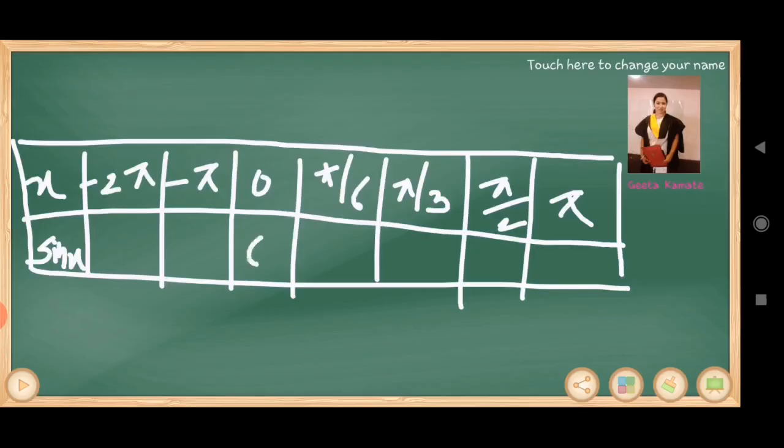What is sine 0? 0. Sine 30 degrees is 1 by 2. Sine 60 degree is root 3 by 2. Sine 90 degree is 1. Sine pi is 0. Sine minus pi is also how much? 0. Even sine of minus 2 pi is also 0. For multiples of pi, the sine value is 0.